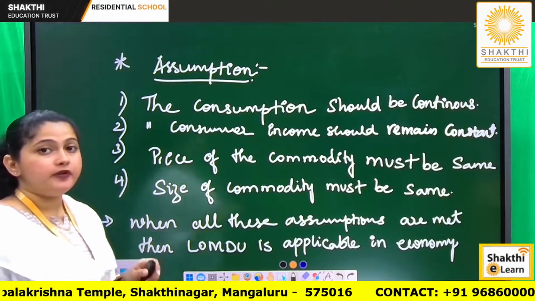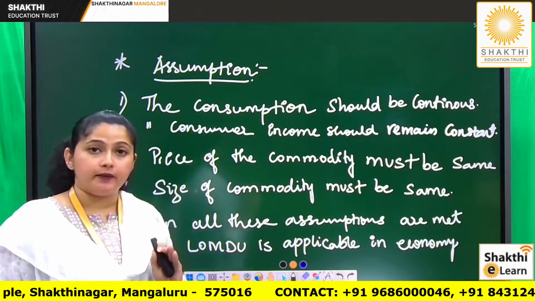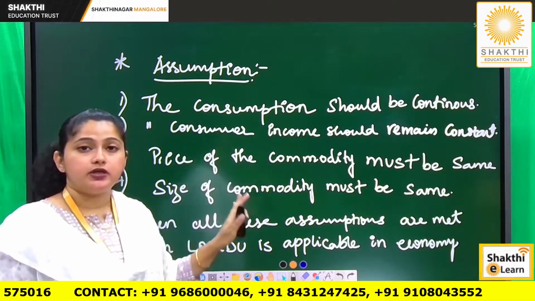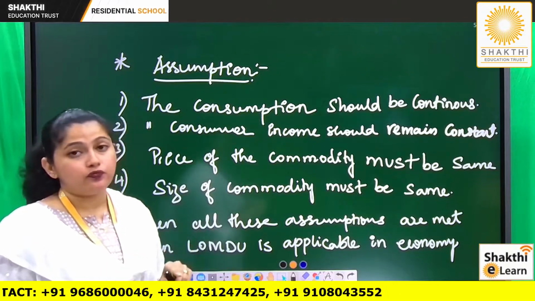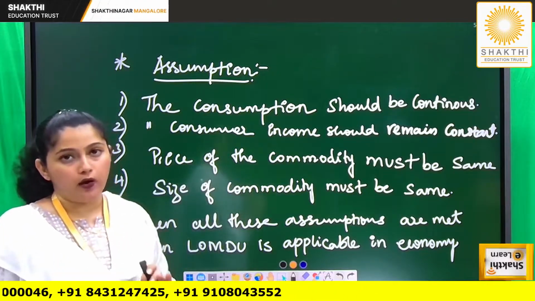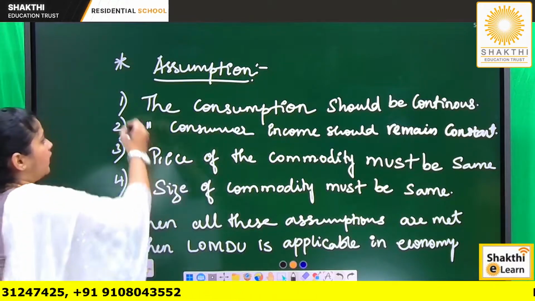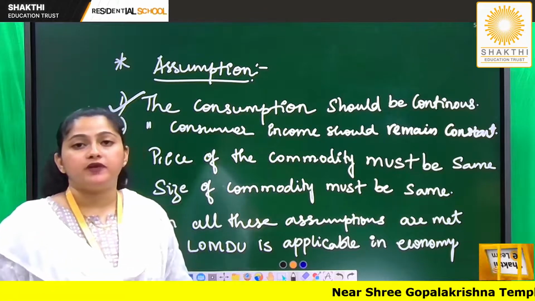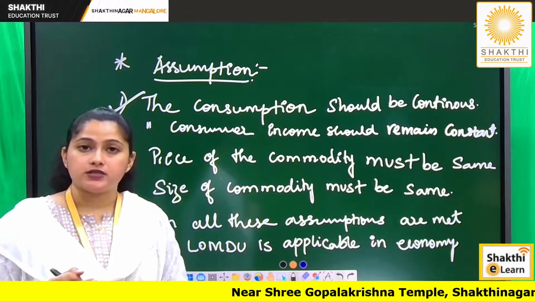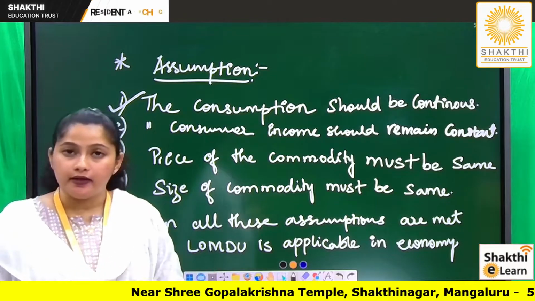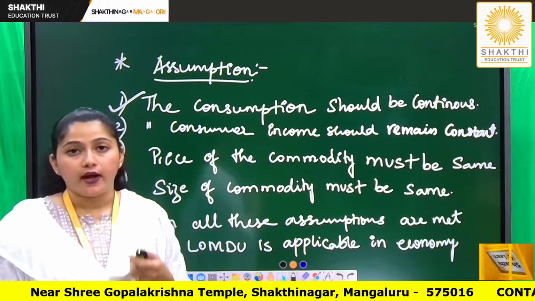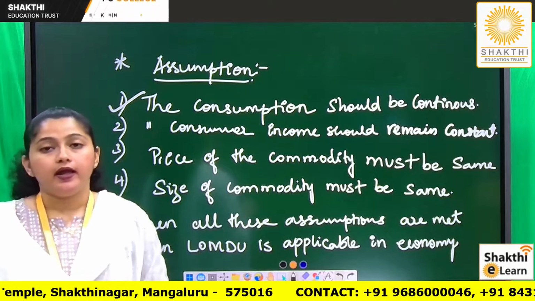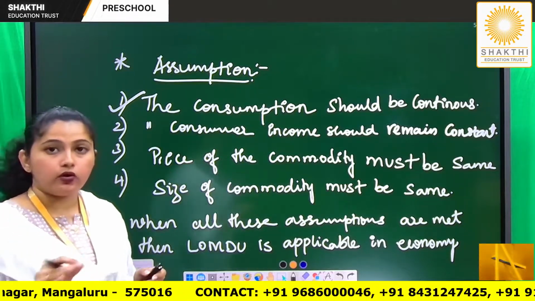Now, the law of diminishing marginal utility is applicable based on these assumptions. I mean to say, the law can be applicable only if we fulfill these assumptions in our economy. The first assumption is consumption should be continuous. As I have given you the example of a glass of water, your consumption should be continuous. For example, you drink 1 glass of water, 2 glasses of water, and the consumption should go on. You cannot give a break to it.